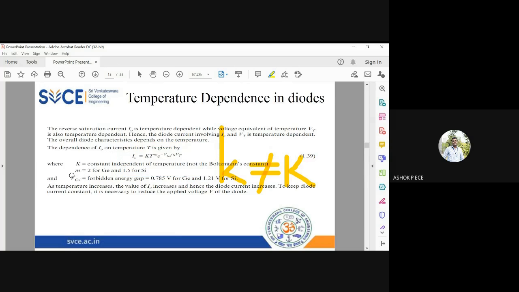You might ask, how did they find the value of m as 2 for germanium and 1.5 for silicon? By experiments. By varying the temperature, they found the current, and they found that the m value is approximately equal to 2 for germanium and 1.5 for silicon. And Vg naught is the forbidden energy gap voltage. For germanium it is 0.785 volt and 1.21 volt for silicon. Eta is the device constant and Vt is the thermal voltage.